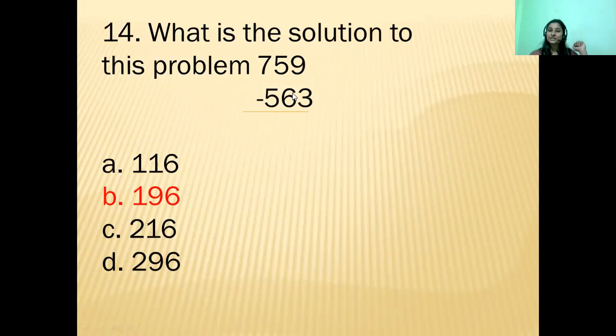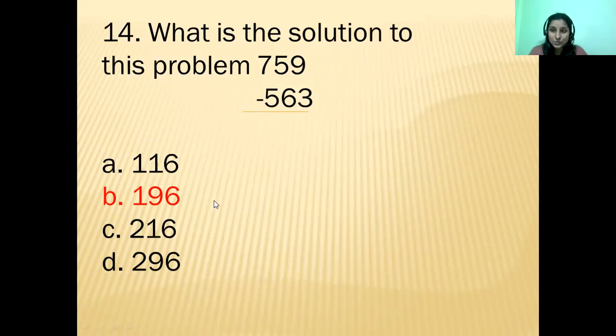We cannot subtract 6 from the 5, so we will take the borrow from the 7. That means it will be 15. 15 minus 6. After 6, count till 15. 7, 8, 9, 10, 11, 12, 13, 14, 15. 9. So 9. And here, if this 7 gives 1 to the ones, that means it will be 6. 6 minus 5, 1. So 196.